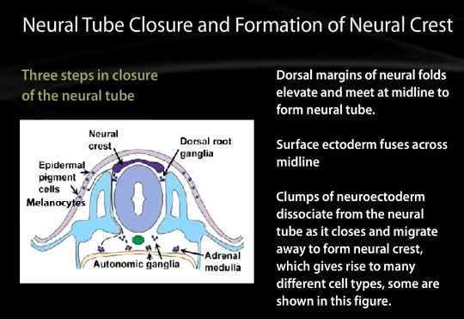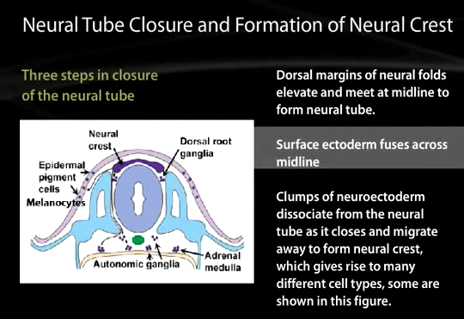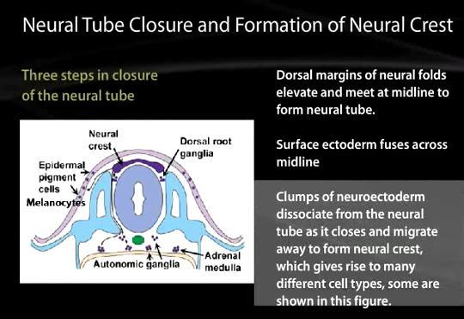Here's an image of the cross-section of the embryo showing the neural tube and where the neural crest cells are. The surface ectoderm will fuse across the midline, and if the neural tube does not properly close, that surface ectoderm will have trouble developing. And we'll talk later about different types of disorders that can come from that, such as spina bifida and anencephaly. The neural crest cells will migrate down and they'll form many different types of cells, and let's talk about what they form.